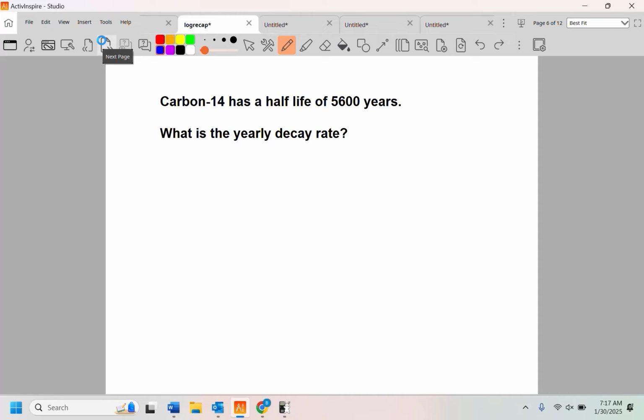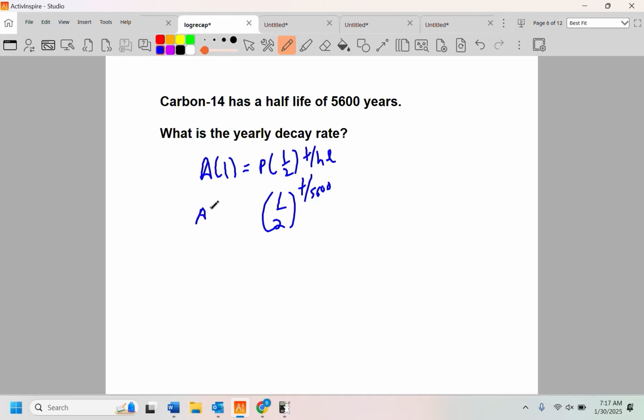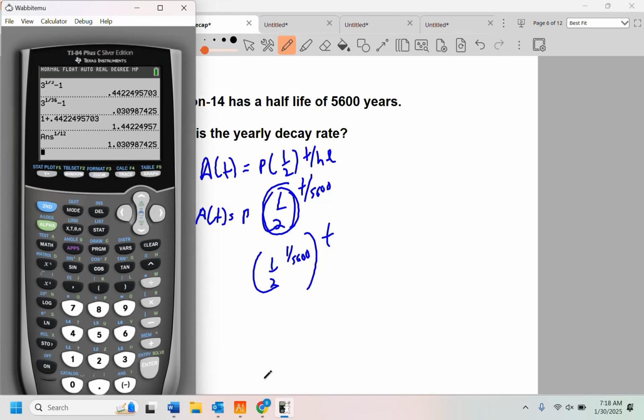Carbon-14 has a half-life of 5,600 years. What is the yearly decay rate? So let's see here. Our formula for half-life is the principal times 1/2 to the T over HL. And I don't have to have a principal, nor do I have to have anything else. I just have to know how to manipulate this. So I'm going to take my 1 over 5,600 and I'm going to move it to the interior like I've done so many times.